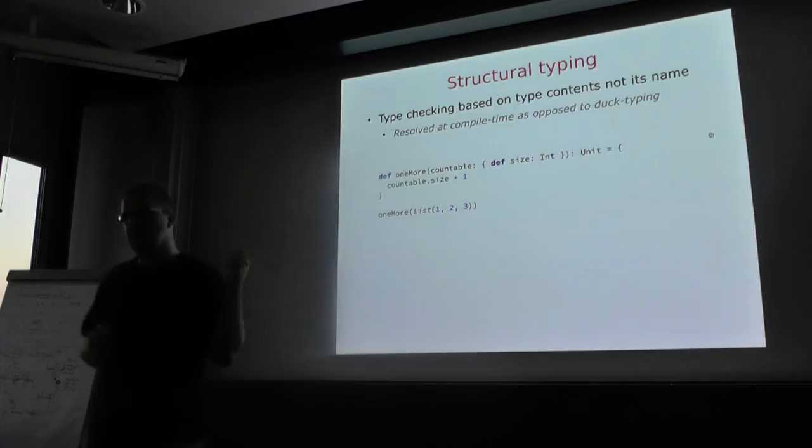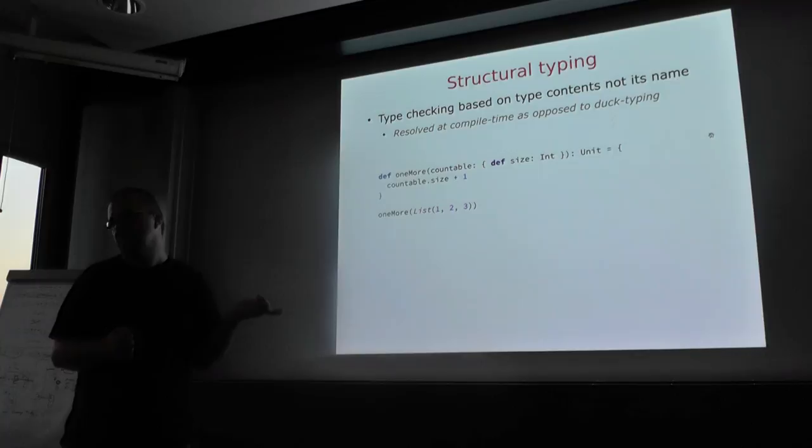Very important distinction, as opposed to duck typing, this happens properly at compile time, right? Always? Should. What if I have an object or any value? If you have an object which doesn't have a size, then it will not compile. Yeah. Just a question, what about polymorphism?